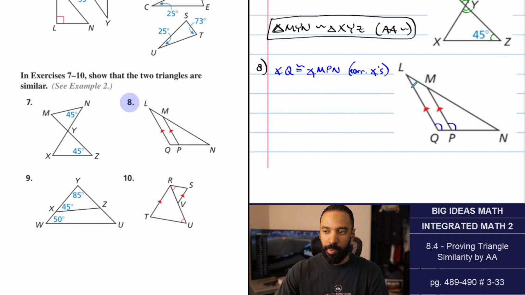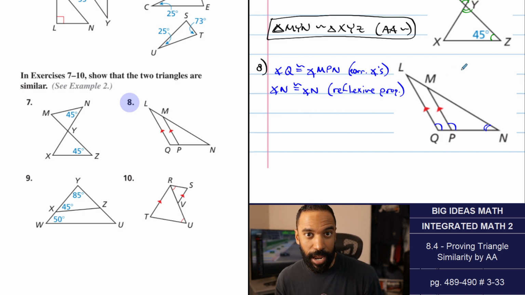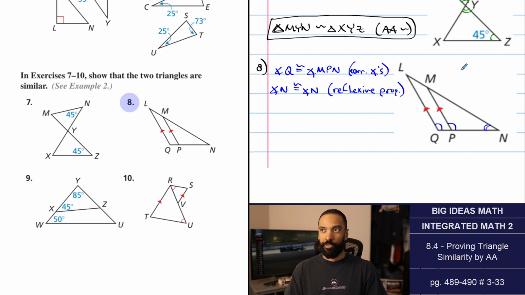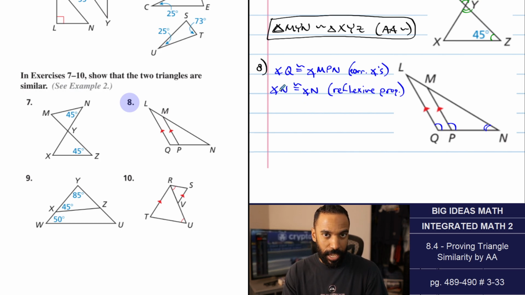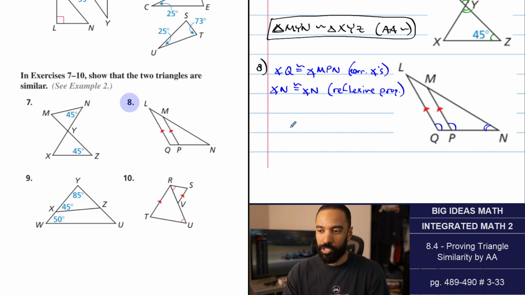Now, there's another set of corresponding angles here, and I absolutely could use them, but I already used up my corresponding angles. I want to use another set. I want to talk about angle N being congruent to itself. Keep in mind what we're saying there is that angle N in triangle LQN is congruent to angle N in triangle MPN. Because it's the same angle, it's a shared angle in both triangles. This is known as the reflexive property of congruence. We often use this for a shared side, congruent segments, but in this case we're doing it for angles in triangle similarity.